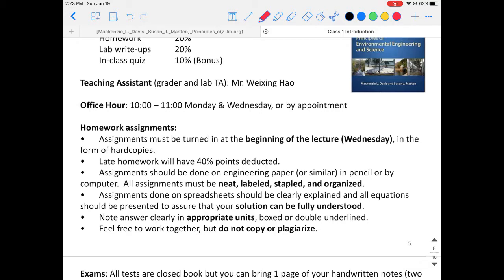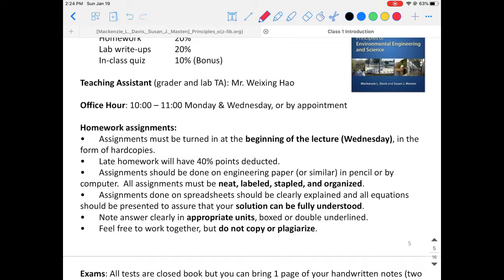The assignments should be done on engineering paper and should be neat, labeled, stapled, and organized. Also, for these assignments, I want you to not only calculate the number, you also have to demonstrate the solutions you have. It has to be understandable, unless you think that the problem is too easy, but you can still come to me and explain how you did it, just by talking to me.